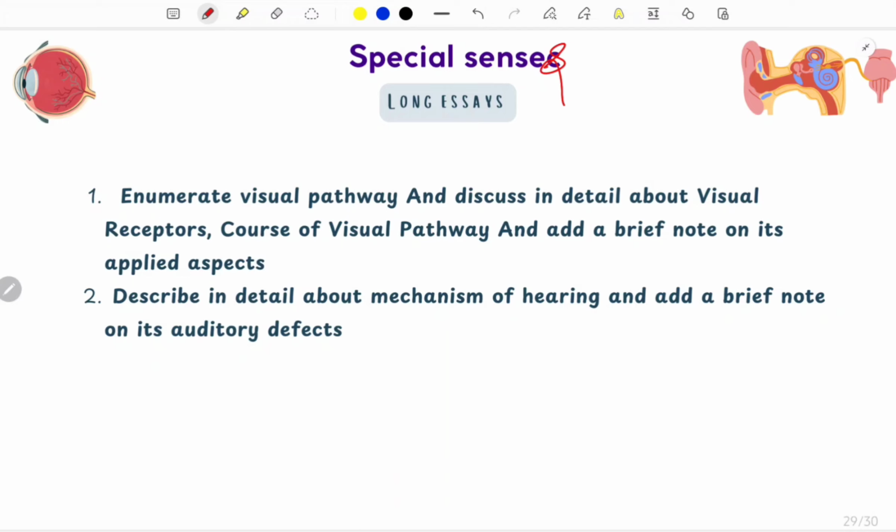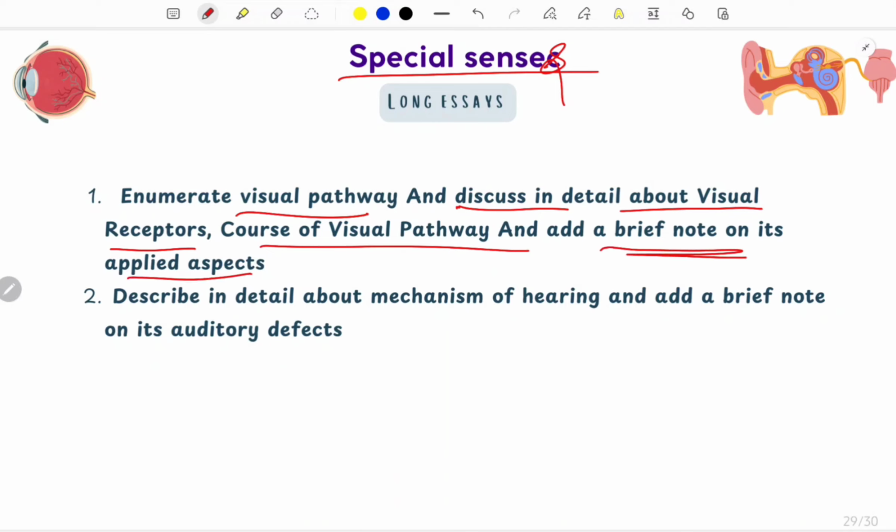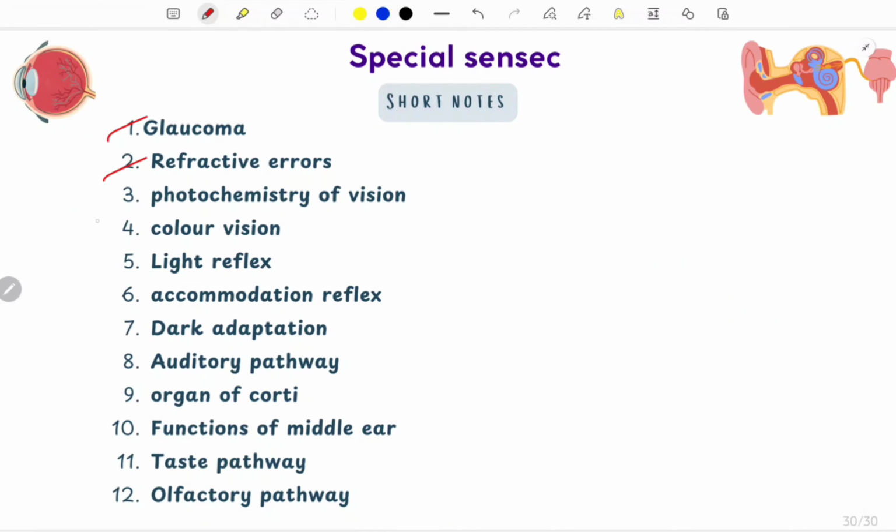Special senses. In special senses, we need to enumerate the visual pathway and discuss in detail about the visual receptors, course of the visual pathway, and add a brief note on its applied aspects. Write in detail about the mechanism of hearing and add a brief note on auditory defects. Glaucoma, refractive errors, photochemistry of vision, color vision, light reflex, accommodation reflex, dark adaptation, auditory pathway, organ of Corti, functions of middle ear, taste pathway, and olfactory pathway.